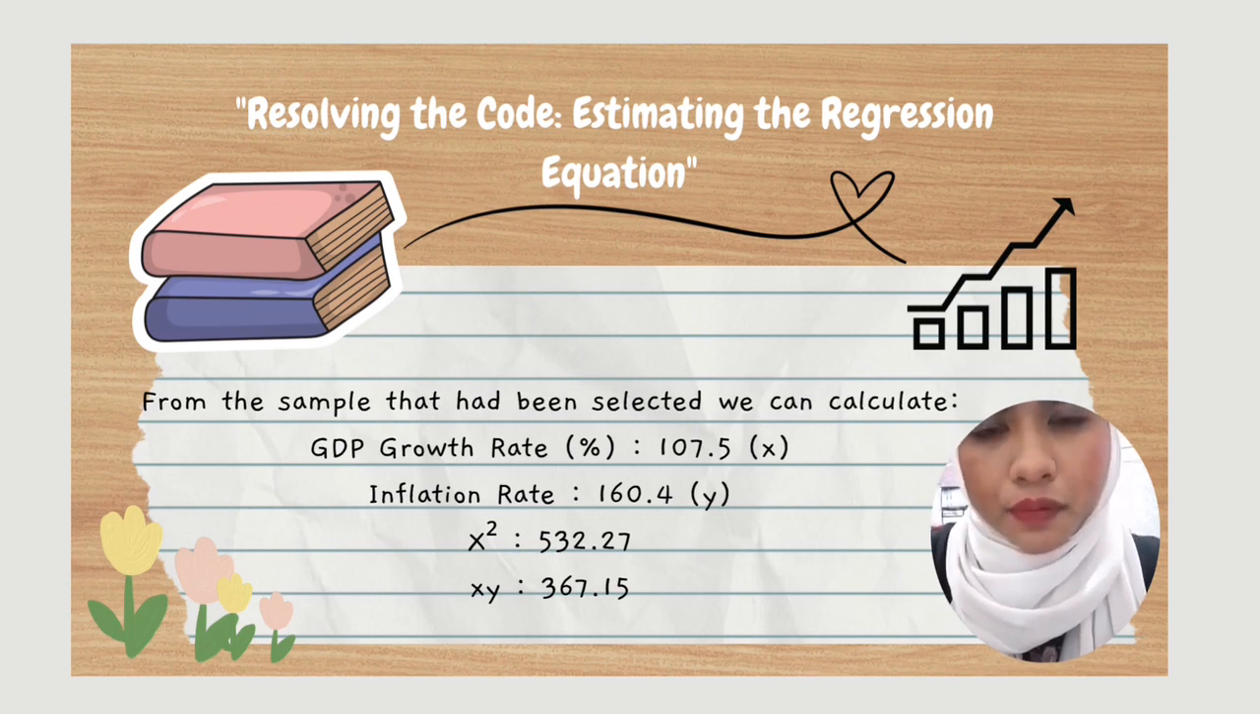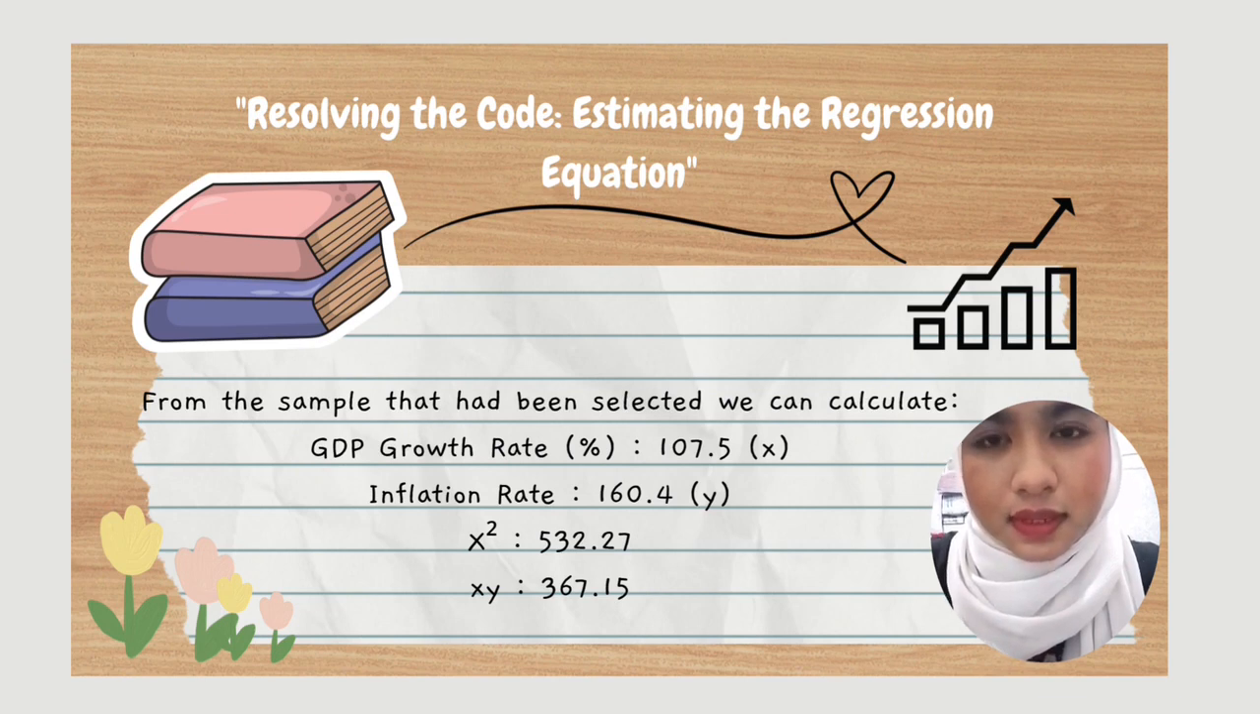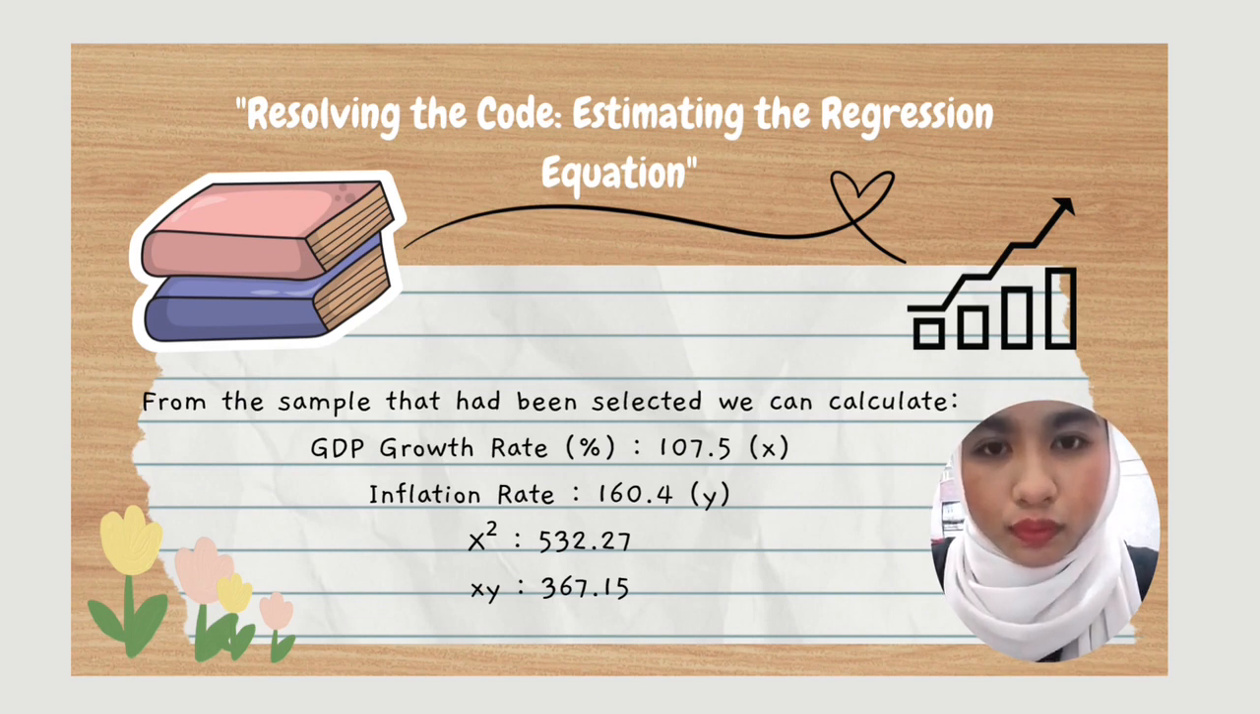I will present the part of the regression equation. From the sample that we collected, 35 countries, now we can calculate the X and Y. The X, GDP growth rate, sum is 107.5, and Y, the inflation rate, is 116.4. For the X square it is 532.27 and XY is 367.15.